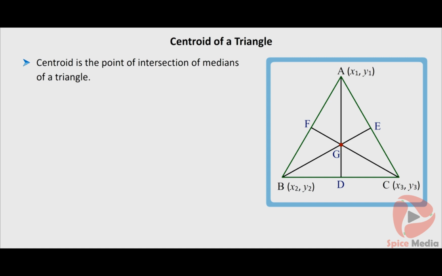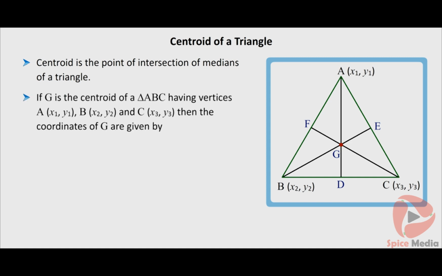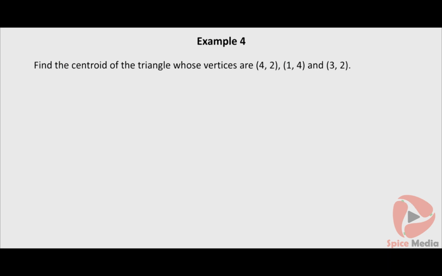Centroid of a triangle. Centroid is the point of intersection of medians of a triangle. If G is the centroid of a triangle ABC having vertices A(x1, y1), B(x2, y2) and C(x3, y3), then the coordinates of G are given by (x1 + x2 + x3)/3, (y1 + y2 + y3)/3. Example 4. Find the centroid of the triangle whose vertices are (4, 2), (1, 4) and (3, 2). Click on the solution button to view the solution.